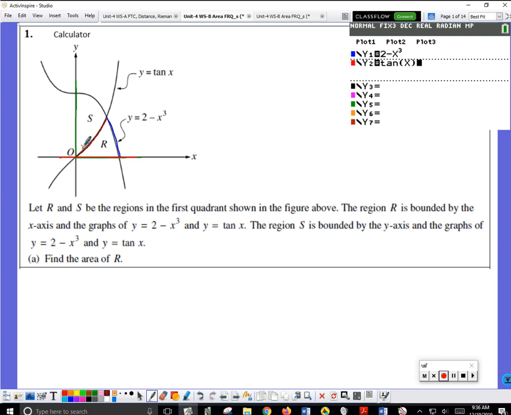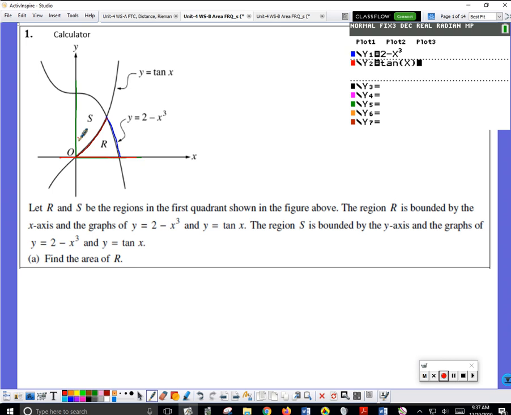The region S is bounded by the y-axis. So that's over here. And the graphs of 2 minus x cubed. Okay, good. So I figured it all out. Questions? Just reading so I make sure I know what they're talking about. Question says, part A, find the area of R. So I'm supposed to find this area.